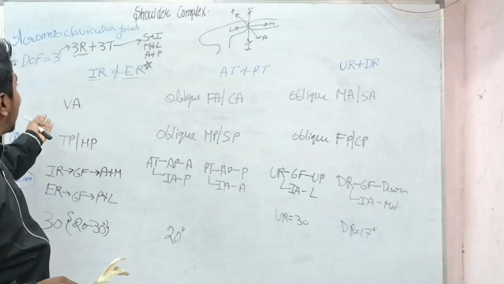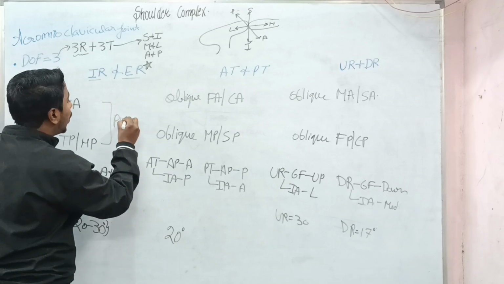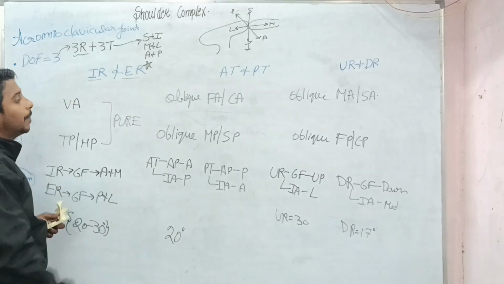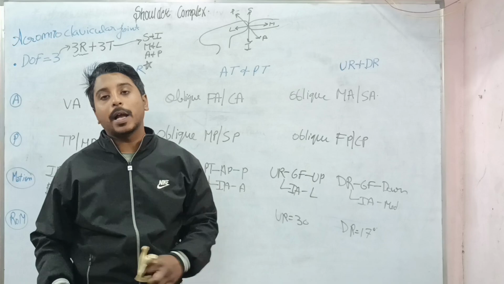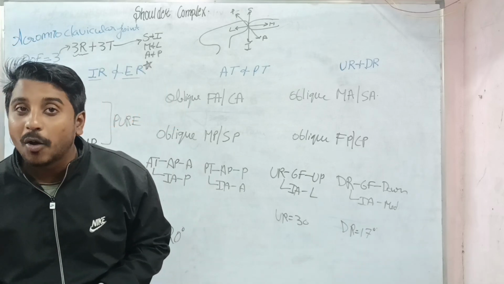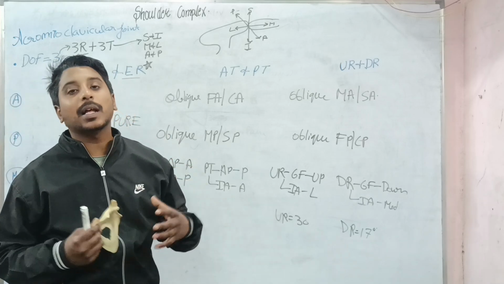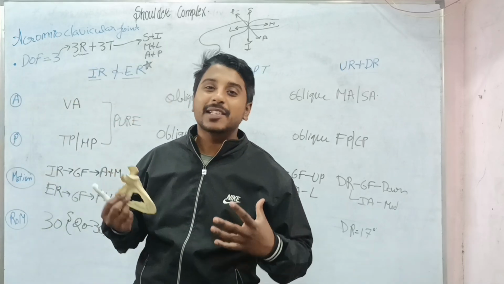So the planes I have explained. This one is a pure or cardinal plane, but these are oblique axes and oblique planes, and the movement occurs along with the thorax. That is also important. And the last part is the acromioclavicular joint stress.